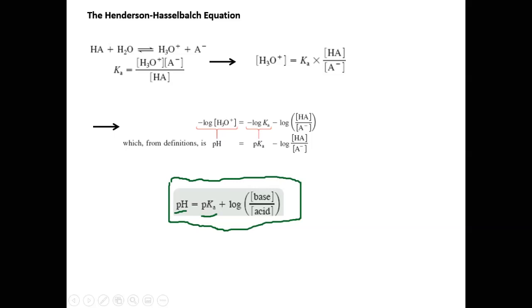And this is the equation we're going to use to calculate the pH of buffer systems. So make sure you remember this equation.